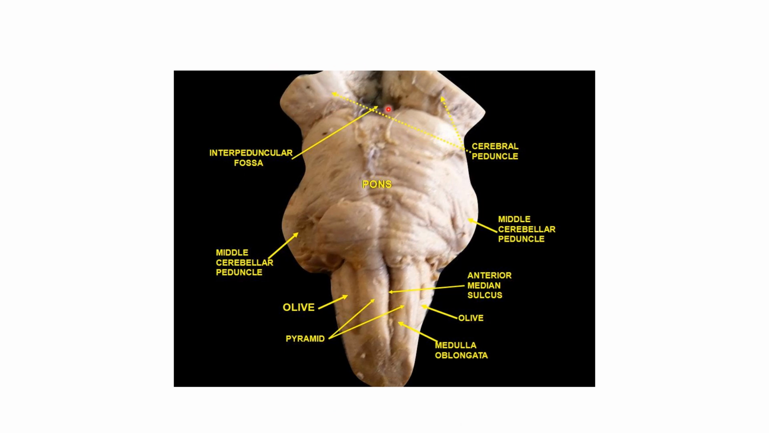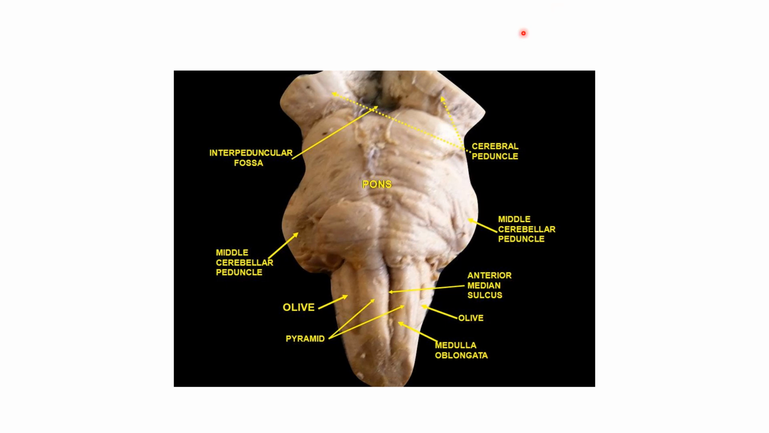As you can see, this is the midbrain. This is a very small segment of the brainstem. It is present superior to the pons. This is the pons, and this is the medulla oblongata. This midbrain consists of two pillar-like structures known as the cerebral peduncles, and in between them there is a fossa known as the interpeduncular fossa.